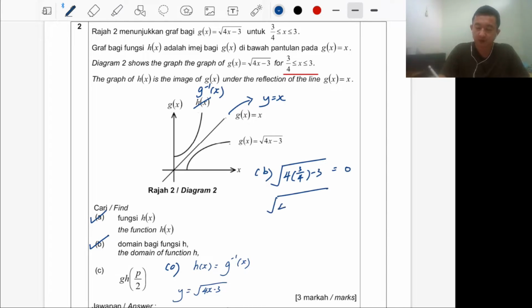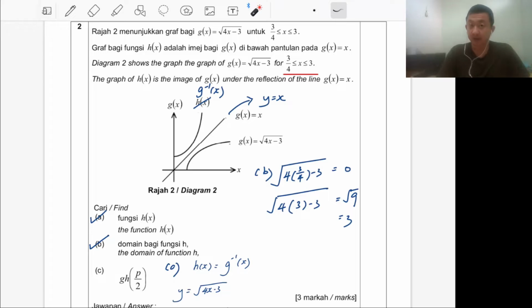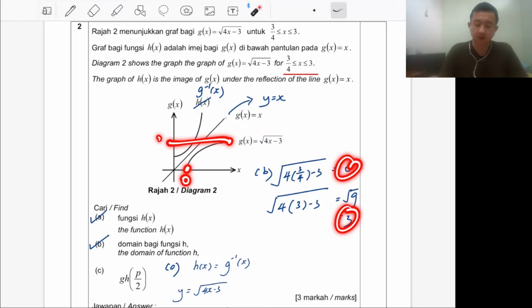What happens when you sub in 3? You have positive 9, sorry, square root of 9. That will be 3, right? It cannot be negative 3, because you look at the graph here, yeah, positive 3. So the range of g(x) is 0 to 3, which is here 0, and which is here 3.